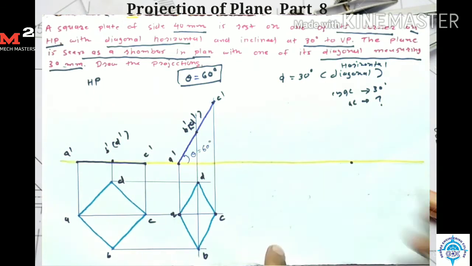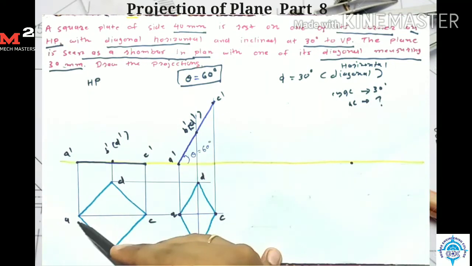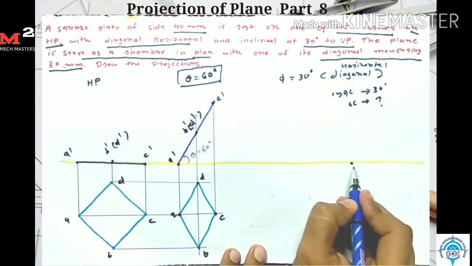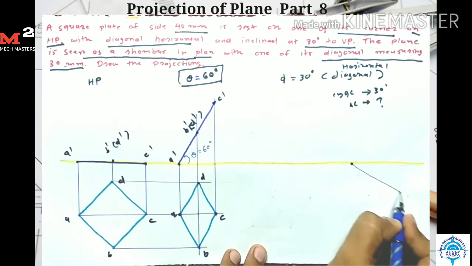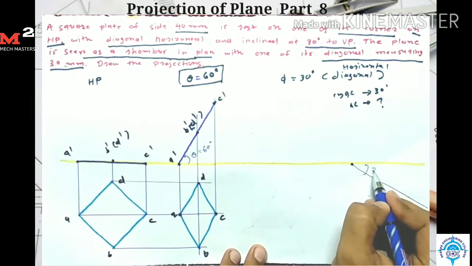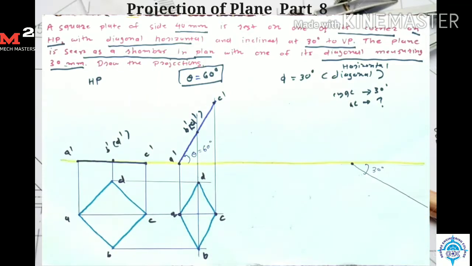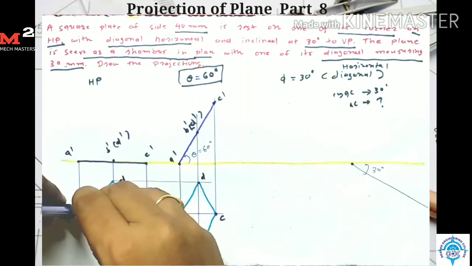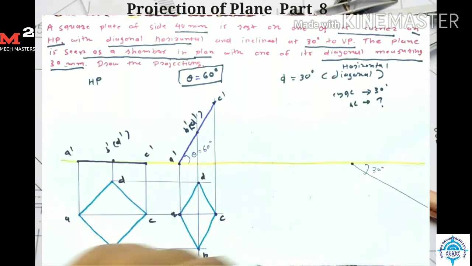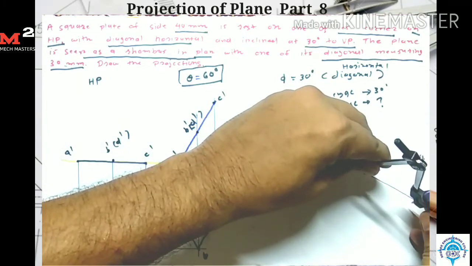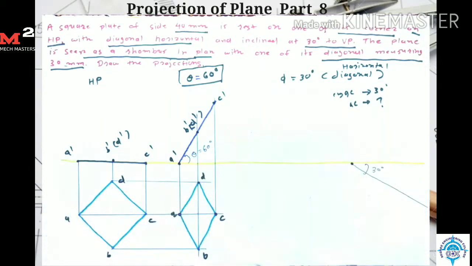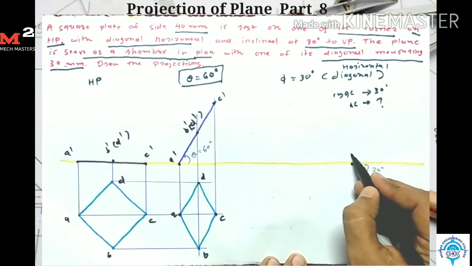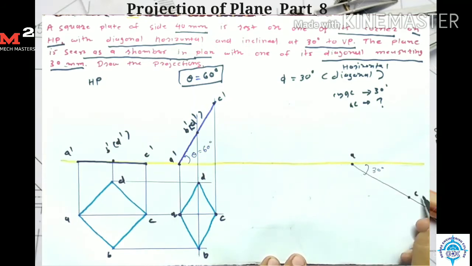Now I take the 30 degree for this length AC. So here I draw one line at an angle of 30 degree. First, this angle is equal to 30 degree. Now I measure this length AC and draw one arc here. I mark point A here, and so here I get my point C.